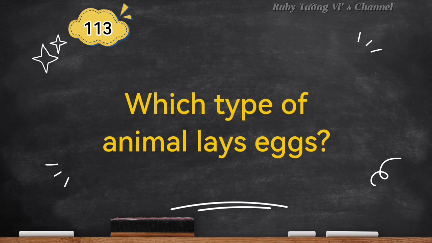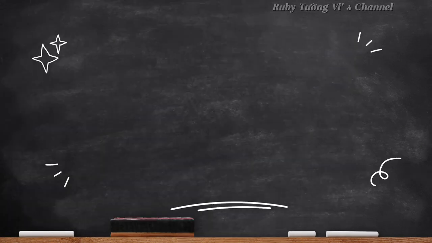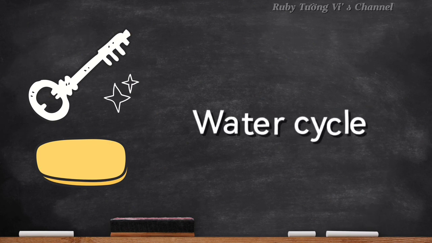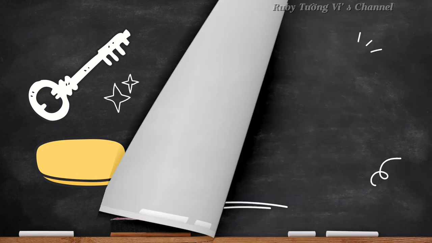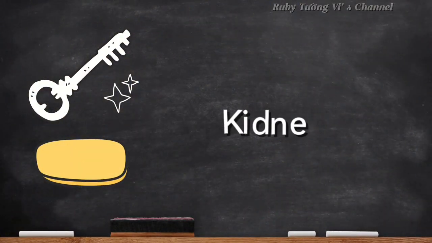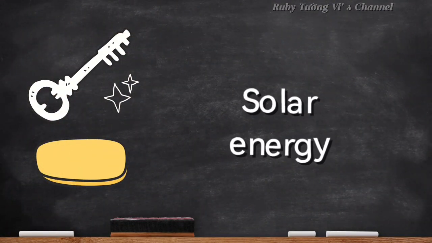Which type of animal lays eggs? Oviparous animals. What do we call the cycle of water moving from the ground to the atmosphere and back? Water cycle. What organ is responsible for filtering blood in the human body? Kidneys. What type of energy comes from the sun? Solar energy.